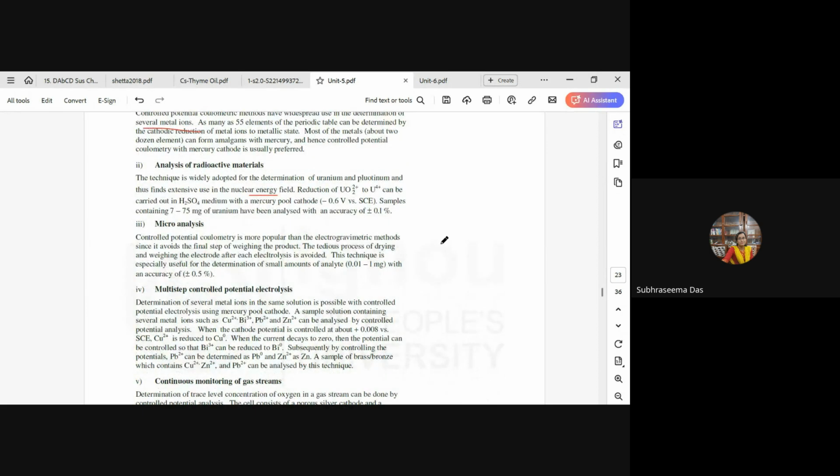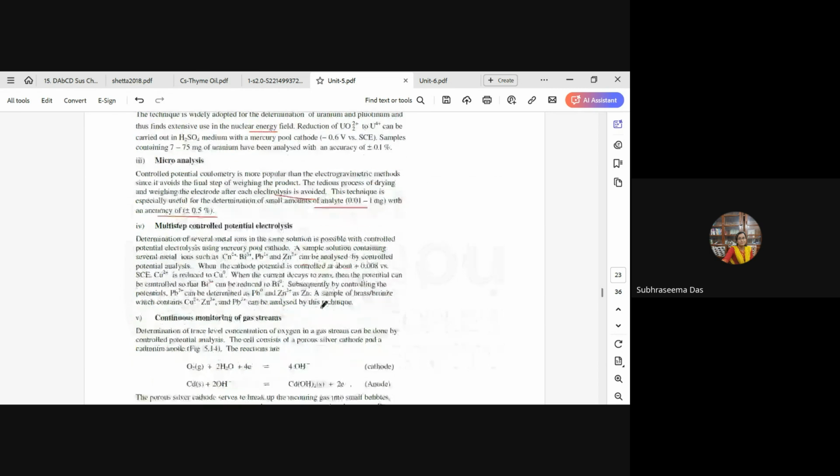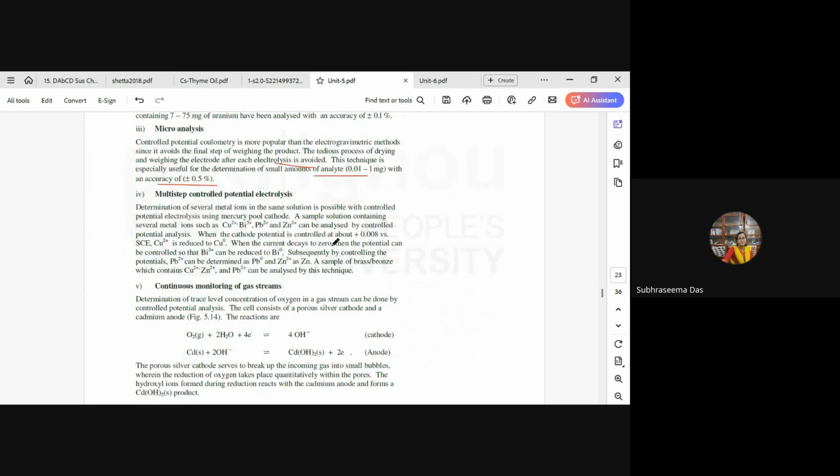Third is the microanalysis. Controlled potential coulometry is more popular than the electrogravimetric methods because it avoids the final step of weighing the product. The tedious process of drying and weighing the electrode after each electrolysis is also avoided. So this technique is especially useful for the determination of small amounts of analyte, even with an accuracy of plus minus 0.5%.